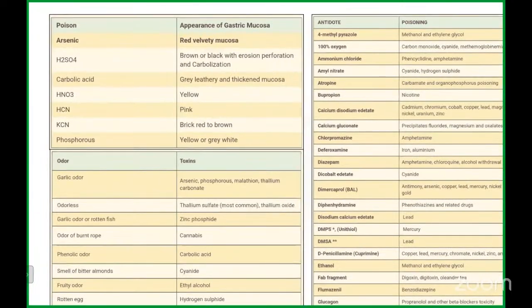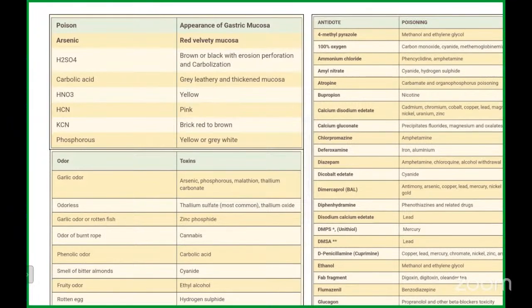When I talk of appearance of gastric mucosa in certain poisonings, I want you to strictly remember arsenic, which shows a red velvety mucosa. H2SO4, I've already told you, everything will turn black. Carbolic acid shows a thickened, gray leathery mucosa. HNO3, I told you, causes the xanthoproteic reaction, picric acid is produced, hence everything turns yellow. HCN is pink, or cherry red, as we call.